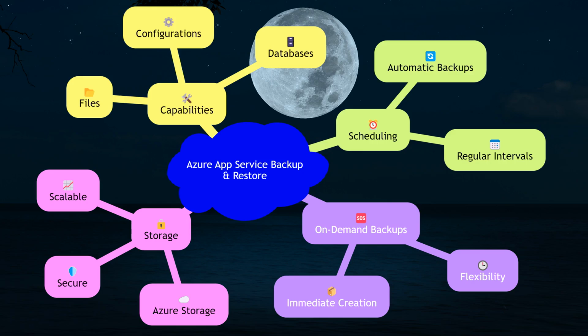Azure App Service provides built-in backup and restore capabilities. These features allow you to create backups of your app's files, databases, and configurations. You can schedule backups to occur automatically at regular intervals, ensuring that your data is always up to date. Additionally, Azure App Service supports on-demand backups, giving you the flexibility to create backups whenever necessary. The backup data is stored in Azure Storage, providing a secure and scalable solution for your backup needs.